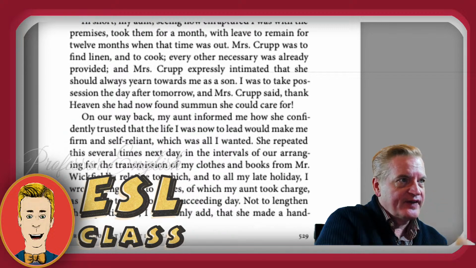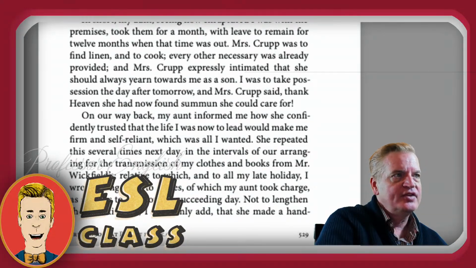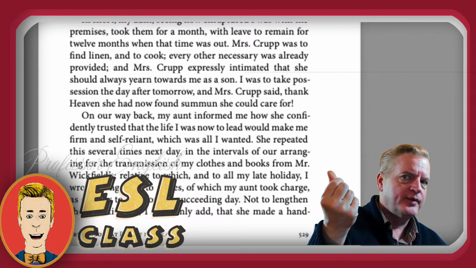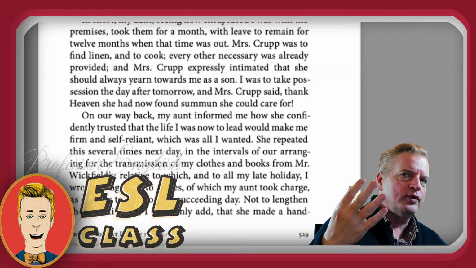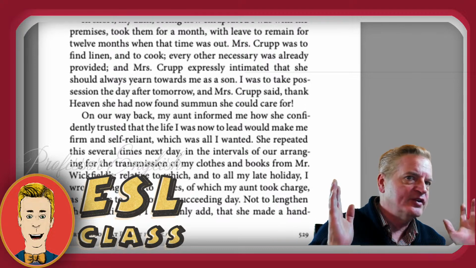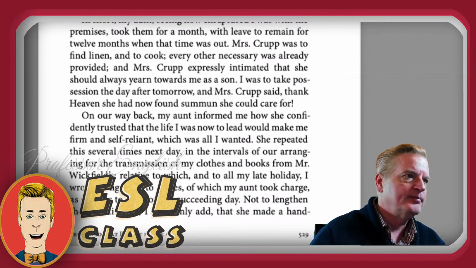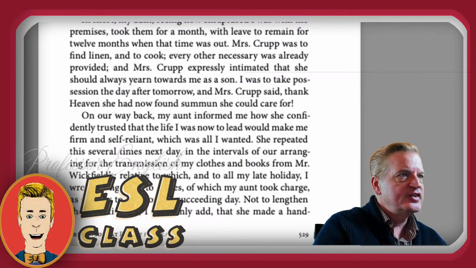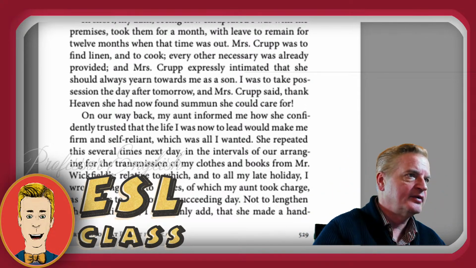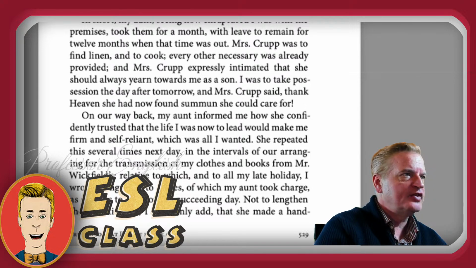All right, let's take a look at the next sentence, which is, Mrs. Krupp was to find linen and to cook. Okay, linen here is a material, but we refer to the sheets that you put on your bed as bed linen. So if you just say linen, that just means the sheets for your bed. So Mrs. Krupp was supposed to supply sheets for the bed. She's the owner of the apartment.